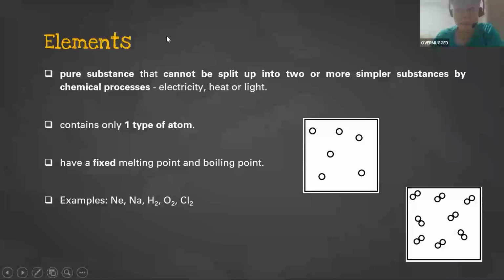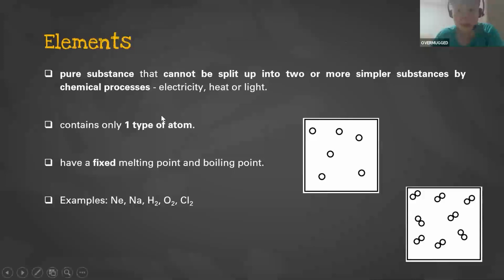The first thing that we need to know is elements. What are elements? Elements are pure substances that cannot be split up into 2 or more simpler substances by chemical processes. What are some examples of chemical processes? Electricity, heat, or light. When I use heating, light, or electricity, it doesn't break down any further. It's already the simplest form. And how do I check if something is an element or not? Just refer to your periodic table.